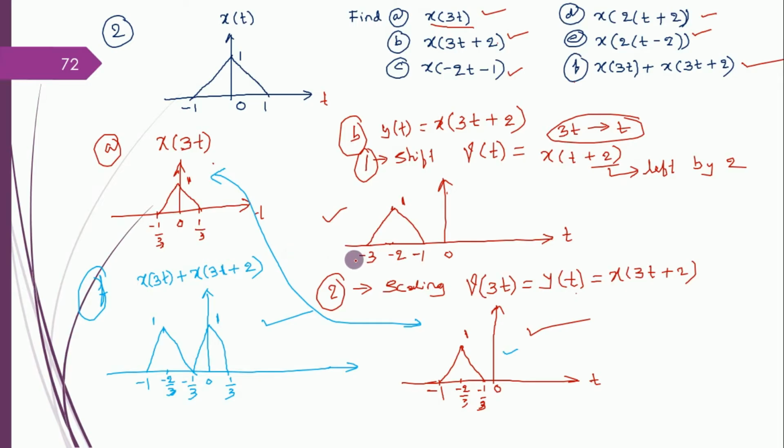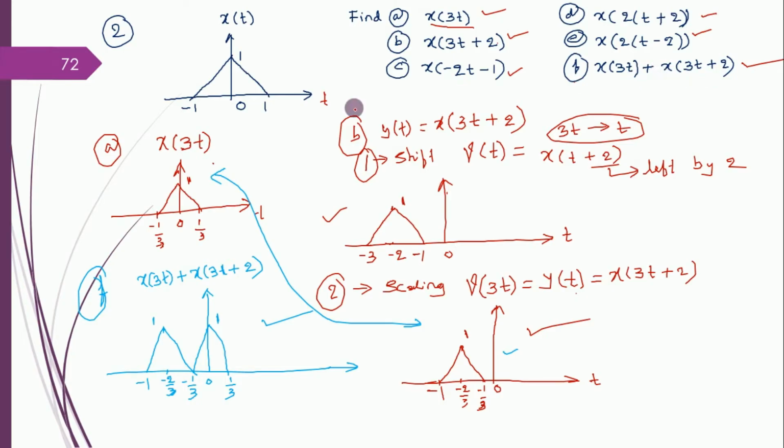t plus 2 means shift left by 2. The original signal is here, and we are shifting it by 2 onto the left. Similarly, after shifting, we need to do the scaling. v of t is the intermediate signal, and I need to scale it. 3t is as good as the output itself, the given signal itself. If I scale it by 3, the intermediate signal's time axis should be divided by 3. So divide by 3 here: minus 3 by 3 is minus 1, minus 2 by 3 as it is, minus 1 by 3 as it is here. So this is a compressed and shifted version of the given original signal.